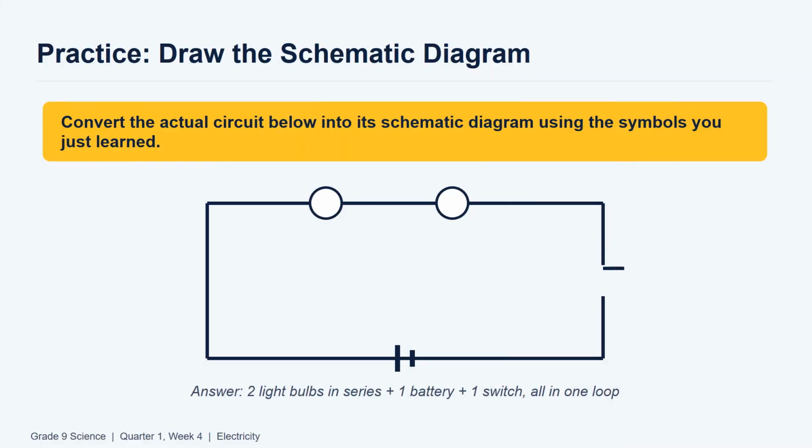Now it's time to practice. Using the symbols you just learned, convert an actual, physical circuit into its schematic diagram. Here's an example answer. 2 light bulbs connected in series, along with 1 battery and 1 switch, all forming a single closed loop. Try sketching this yourself before comparing it with the example, so you get comfortable translating a real circuit into its symbolic form.